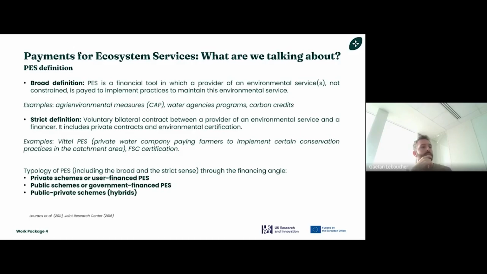And if we take the financing angle, the PES typology can be in three categories, which are private schemes or PES that are financed by the user, public schemes or government financed PES, and schemes that are hybrids, so that combine public and private financing.